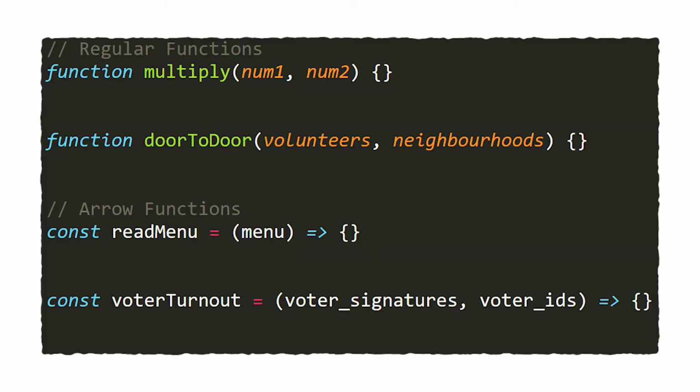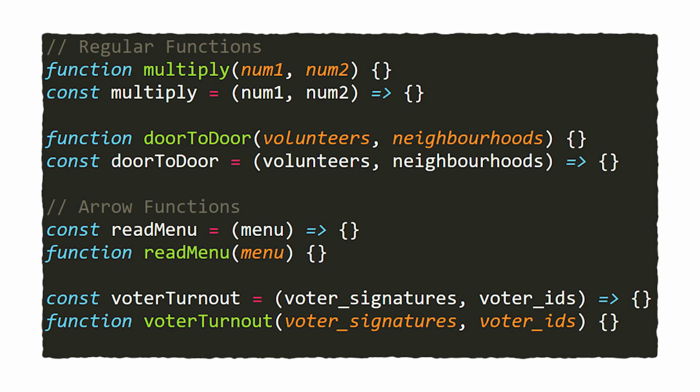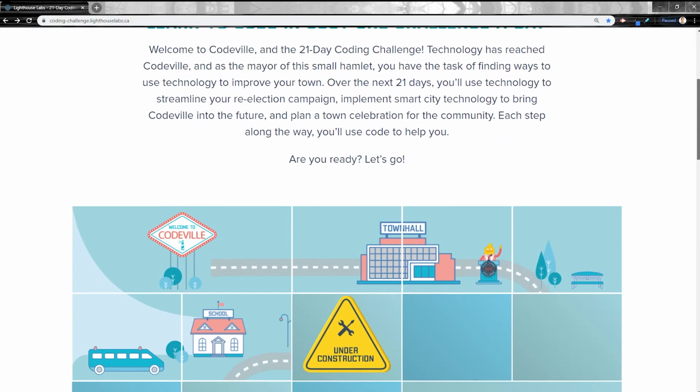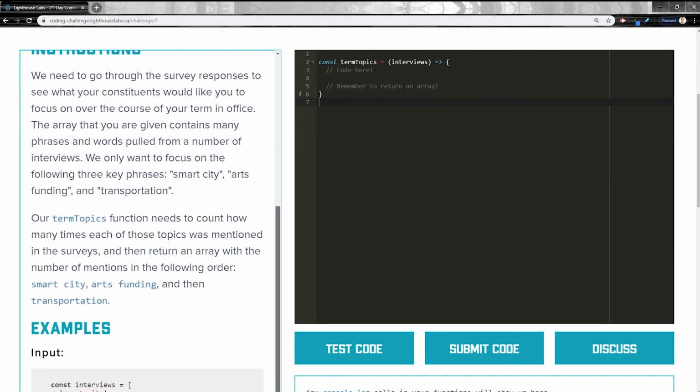On the screen are two regular functions and two arrow functions. Pause the video and see if you're able to convert them to arrow functions and regular functions, respectively. How did you do? Compare your results with the answers displayed. You might be wondering, why use arrow functions? Well, for one, it makes working in front-end frameworks easier, it can make code more readable, and reduce lines of code. With that out of the way, let's tackle the Day 7 challenge.